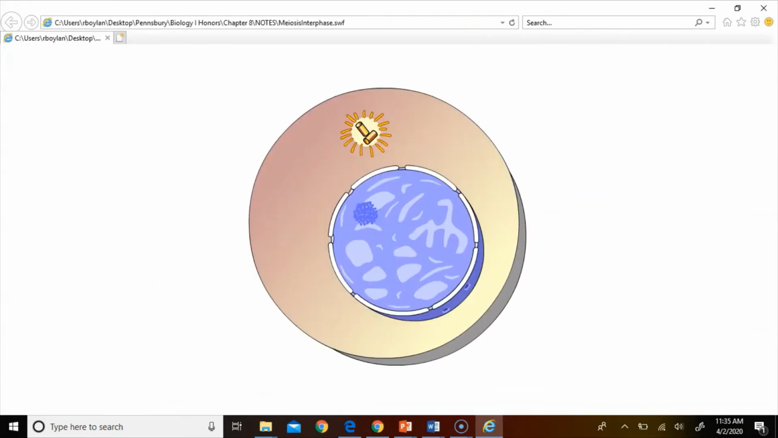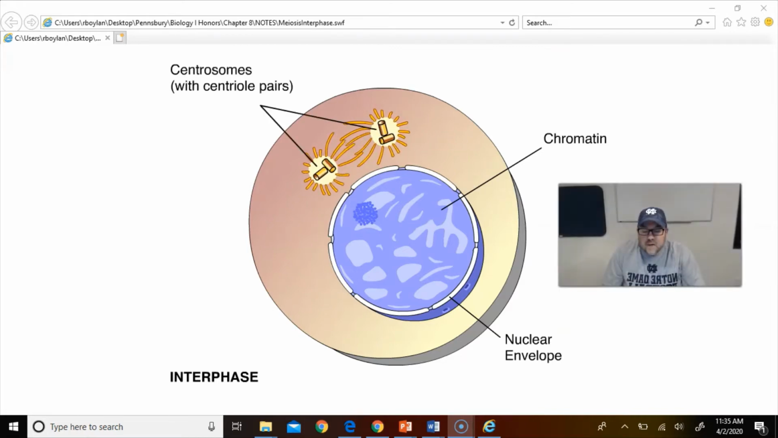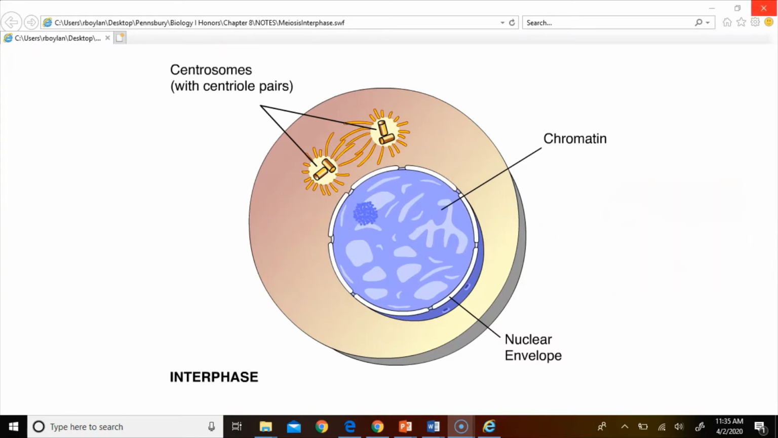Like mitosis, meiosis is preceded by an interphase, during which the chromosomes replicate. The centrosome also duplicates in preparation for cell division. Okay, so notice they're not showing all the other organelles again. We're just moving right along here, but that's a typical cell that's about to start, not mitosis this time, or M phase, but meiosis. Okay, so here we go.